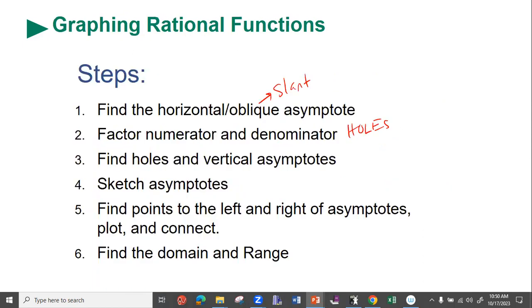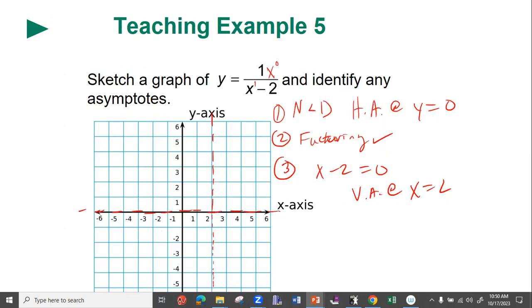Okay, so I sketched in all my asymptotes. Now we're going to find points to the left and the right of the asymptote to plot and connect. So you're going to identify points to the left and the right. Well, our only asymptote is at 2. What point to the left of 2 do I want to test? I always like to go with 0, or 1, something easy, right? So let's say I test 0, and then to the right of it, I'm going to test 3.